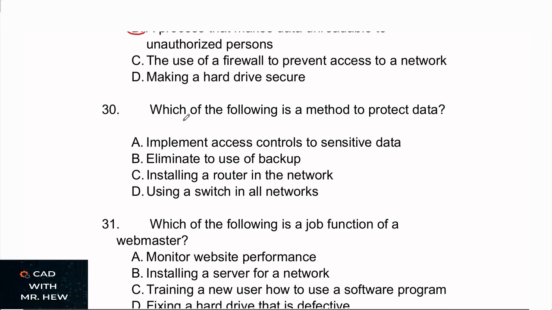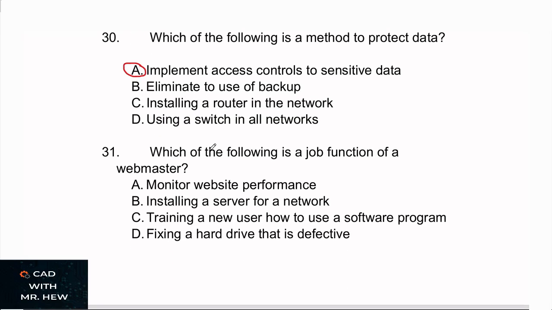Let's go to question 30. Which of the following is a method to protect data? A, implement access controls to sensitive data. B, eliminate the use of backup. C, installing a router in the network. D, using a switch in all networks. The correct answer is A. Did you get it correct? Good job if you did.